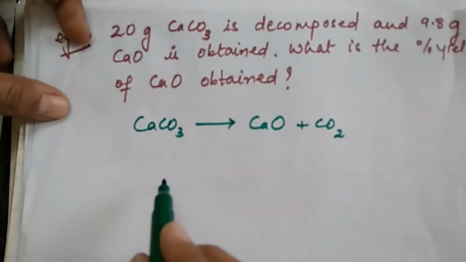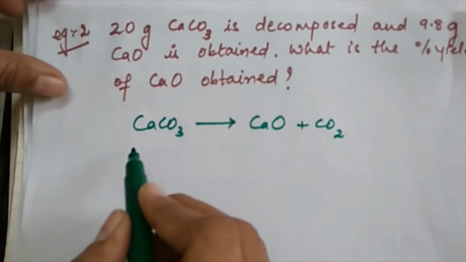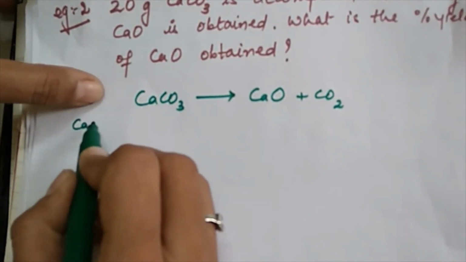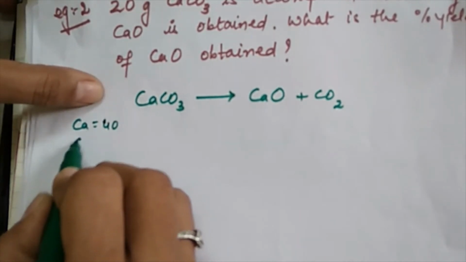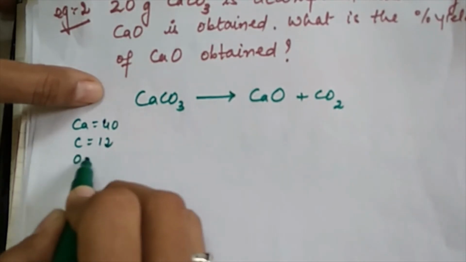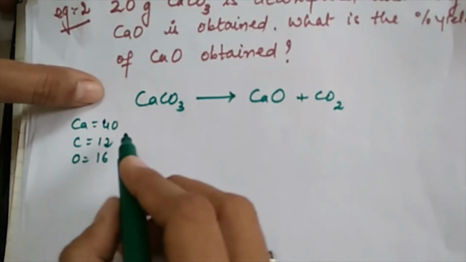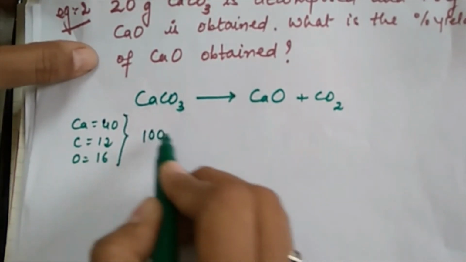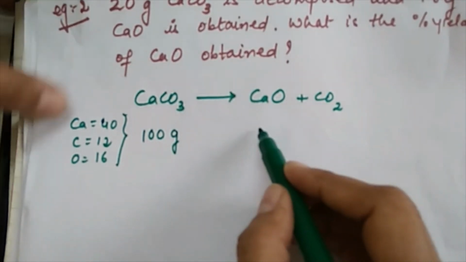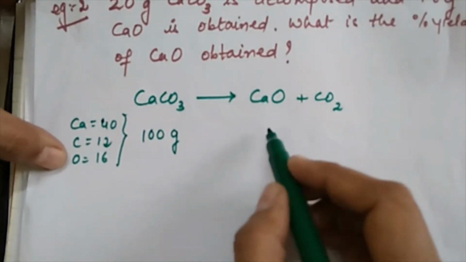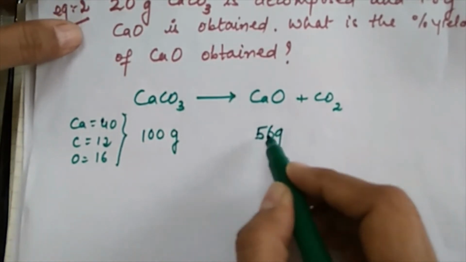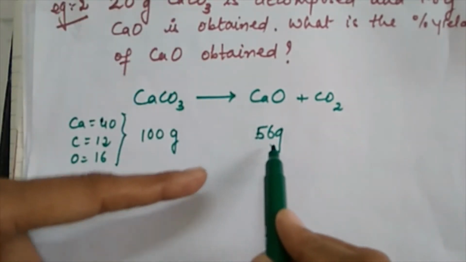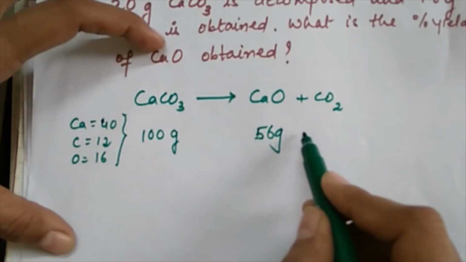Here, if we want to calculate the theoretical yield, we need to know the molar mass of all these. We know calcium atomic mass is 40, carbon is 12 and oxygen is 16. Calculating this, 40 plus 12 plus 48, we get 100 grams. We know that calcium carbonate is 100 grams. Calcium oxide is 40 plus 16, so it is 56 grams. So 100 grams of calcium carbonate will be decomposed to 56 grams of calcium oxide. This is the theoretical yield.